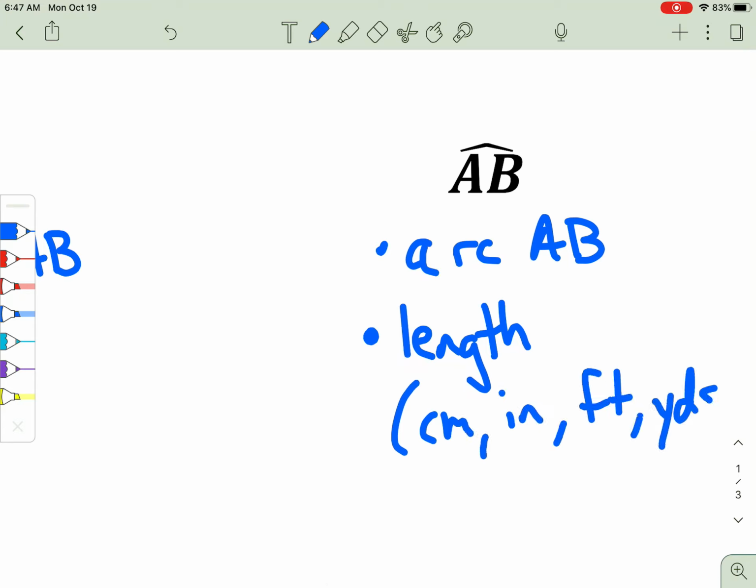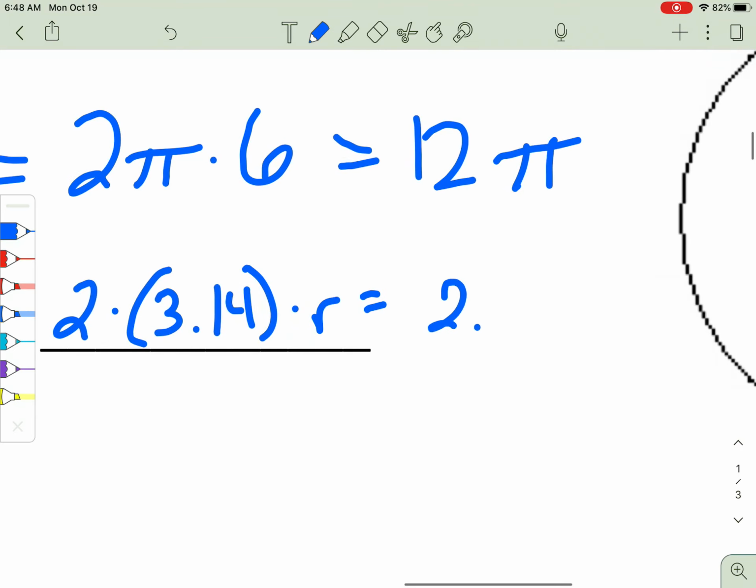So the circumference of the circle to the right is 2 times 3.14, because that's what we use for pi, times the radius, which is 6. So 2 times 3.14 times 6 gives you 37.68. Okay, and that would be centimeters. So that's the total circumference of that circle.